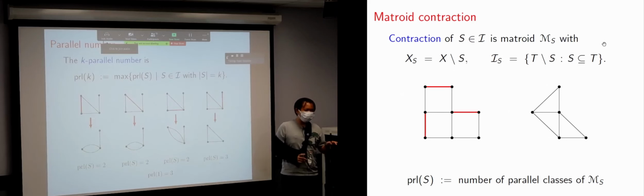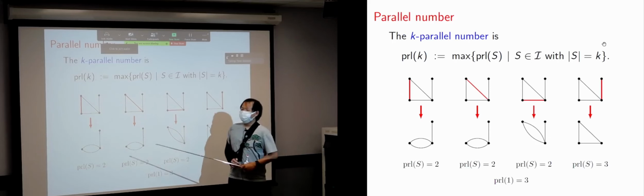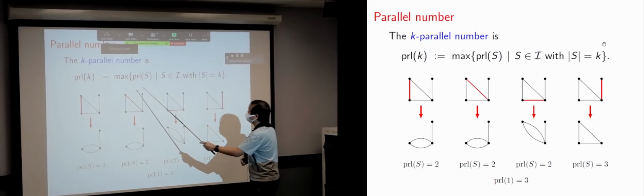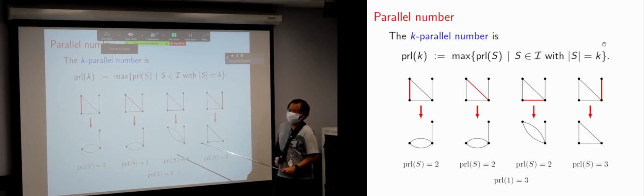And I promise this is the last slide, the last technical slide. The k parallel number, where k is an integer, is the maximum of parallel S over all independent sets of the same size.